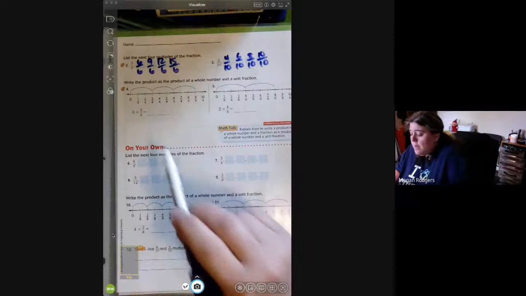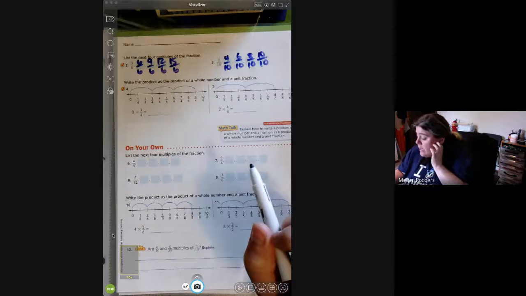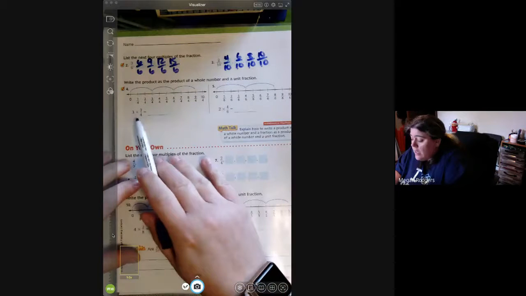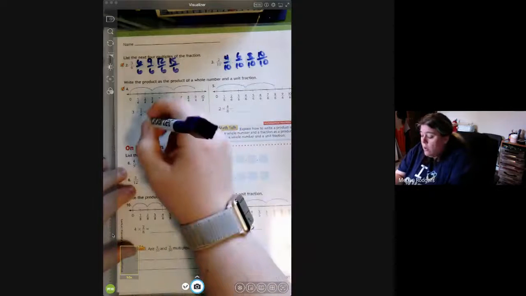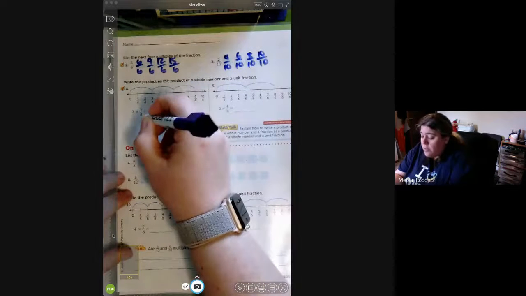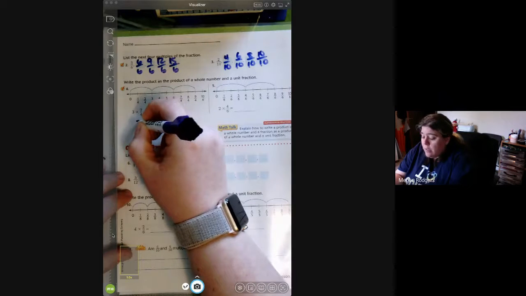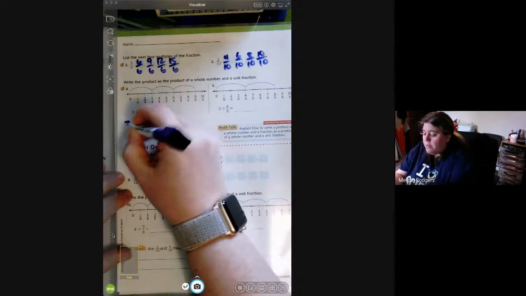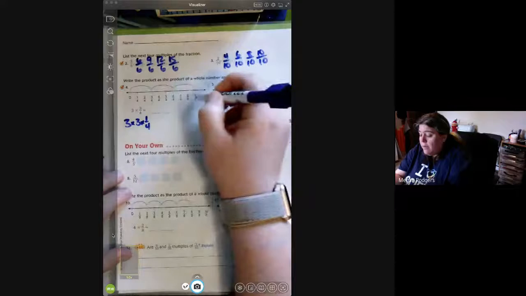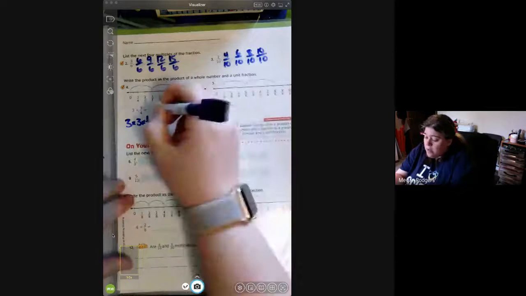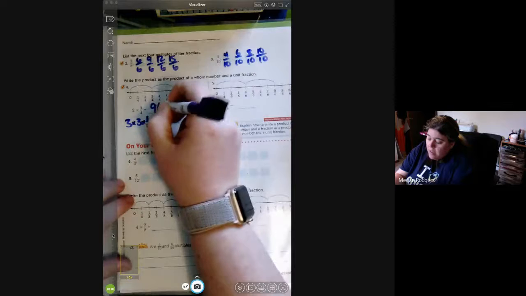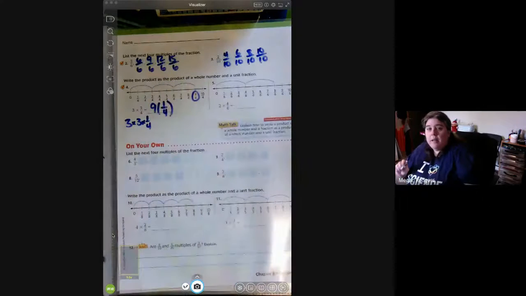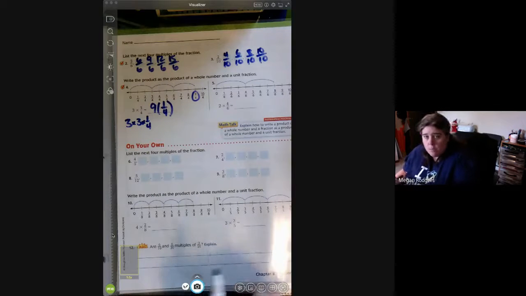All right, so write the product as the product of a whole number and a unit fraction. Okay, so 3 times 3/4. Well, I know 3/4 is really 3 times 1/4. And so I know I have another 3 out here. And if we even follow their diagram, they let us write out there to 9/4, which means I have 9 times 1/4. And I'm going to go ahead and use our parenthesis notation. Remember, a number squished up against something in parentheses is a multiplication problem. That way we don't get carried away with our x's there.